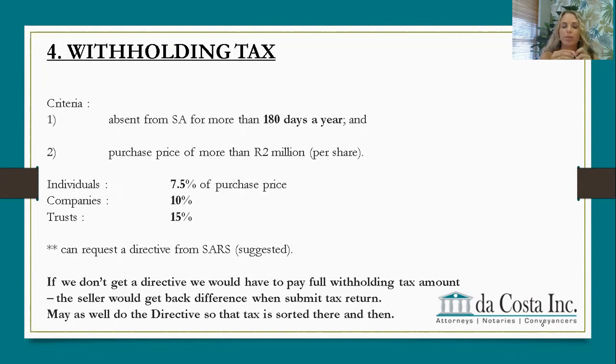Okay, if we have to deal with this, then we have to retain 7.5% of the purchase price from our proceeds. If it's for a company, a foreign company, or a company where the individuals are foreign, or trusts, that's higher, but generally we deal with 7.5%, okay? You can ask SARS for a directive, which I always suggest that you do, because a person's going to have to pay tax in any event. So they might as well get an accountant to deal with it now.